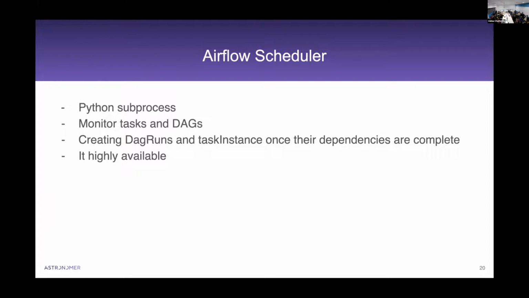Based on the parameters that you define, it will create your DAG run and task instance objects, and once their dependencies are satisfied, it passes them to the executor. It is highly available. What does that mean? You can have as many instances of the scheduler as you want, so you can scale it horizontally.